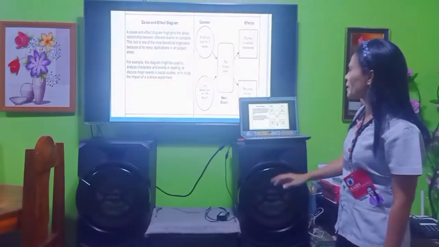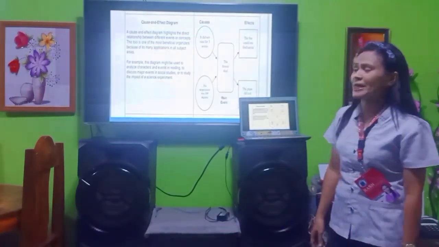Another example of a graphic organizer is the cause and effect diagram.